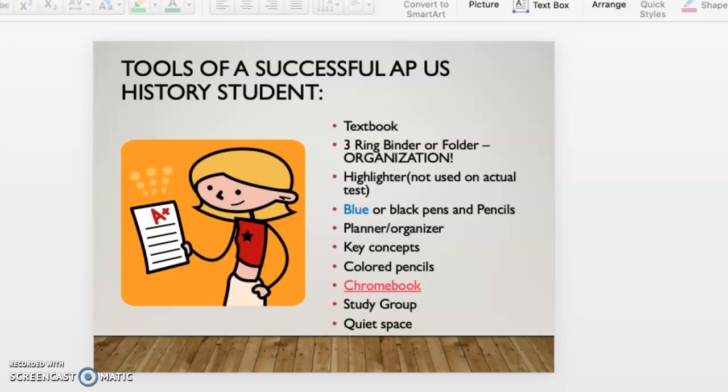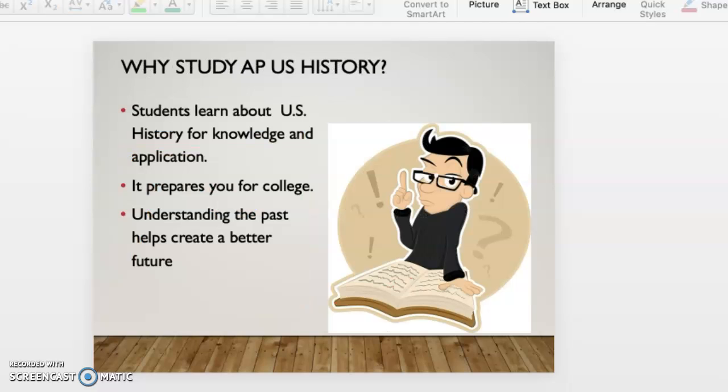Some of the most successful things that we have going are that students have their own Chromebooks, definitely, that they bring blue or black pens to class because the AP writing requires students to write in blue or black ink when they're doing their short answer questions, long essay questions, and document-based questions. Working together in small groups is always good. We really hit the key concepts hard.